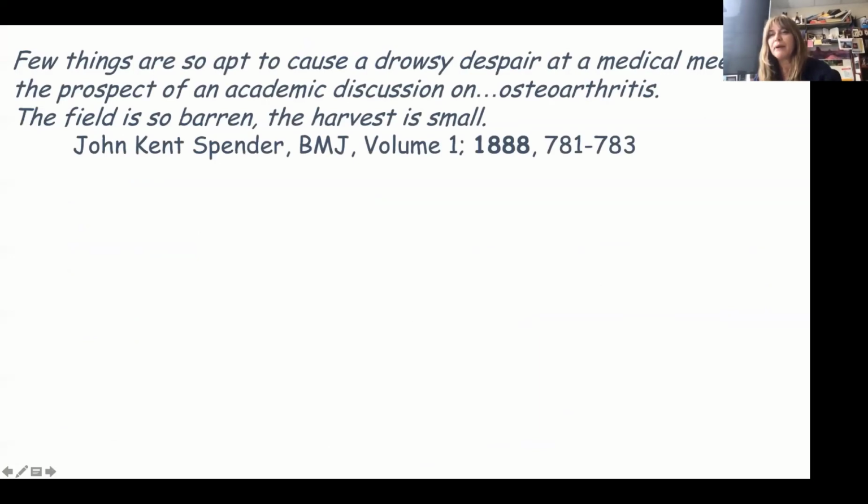So I will be talking about osteoarthritis, as you just heard. And for those of you who do not know, osteoarthritis is considered very boring. Already in 1888, this doctor in Bath in England said that few things are so apt to cause a drowsy despair at a medical meeting as the prospect of an academic discussion on osteoarthritis, because the field is so barren and the harvest is so small. And that is almost 140 years ago. Unfortunately, the field is still quite barren, and we have not had any harvests until now.